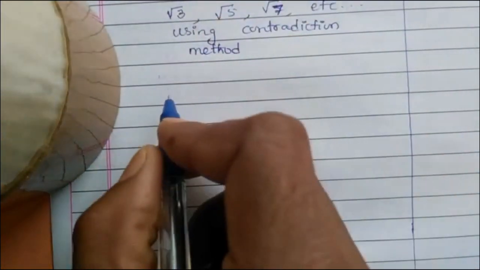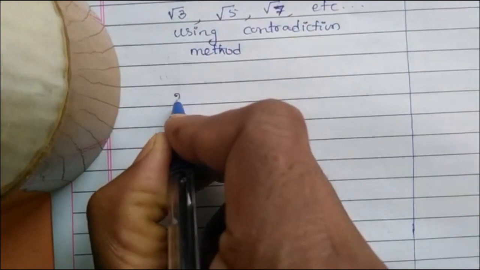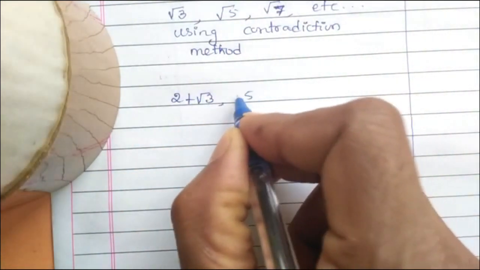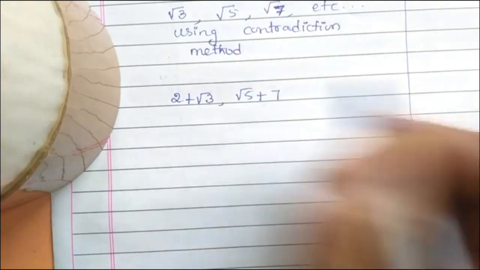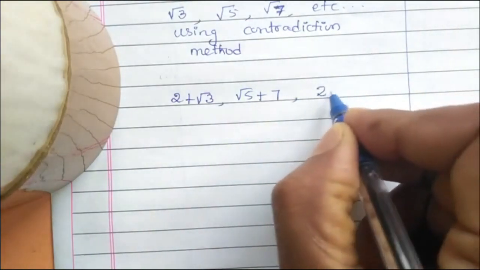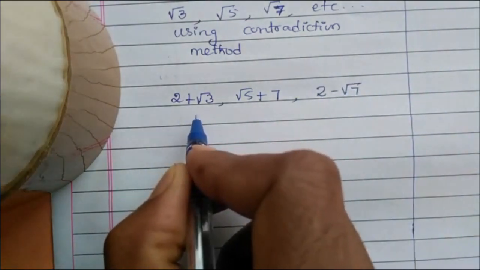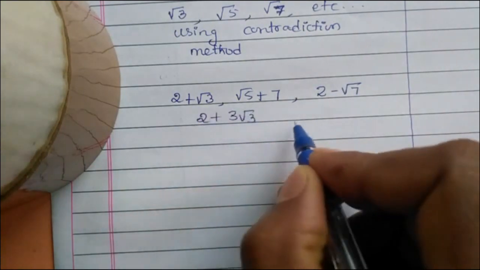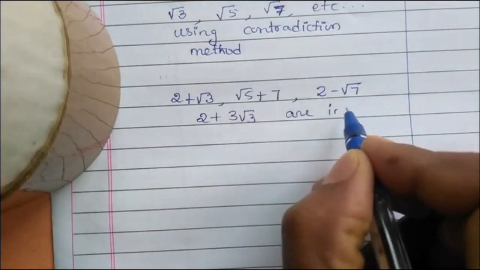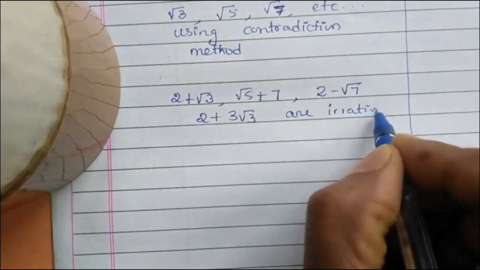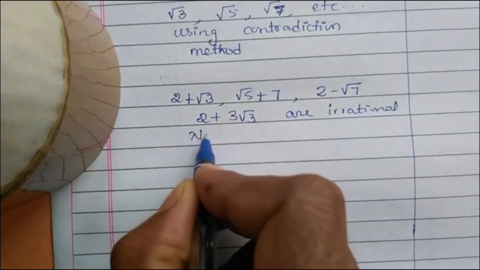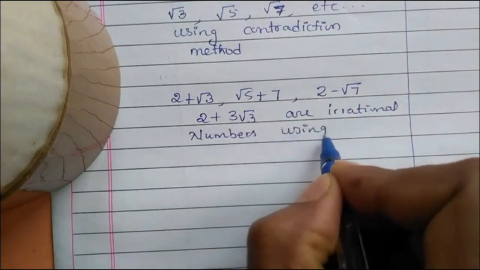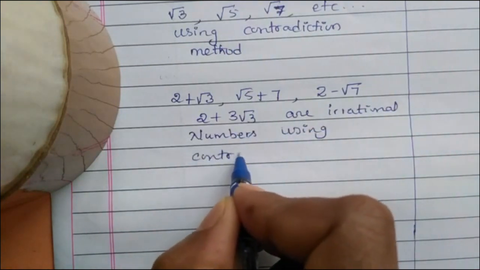In this class, I am going to explain how to prove 2 plus root 3, root 5 plus 7, 2 minus root 7, 2 plus 3 root 3 are irrational numbers using the contradiction method.